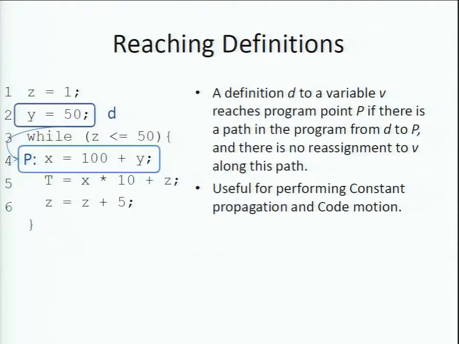In the example, we have this definition D, y equal to 50, and we have this program point P, which is statement 4. Clearly you can see that D reaches statement 4. Is there any other definition of y that reaches statement 4?